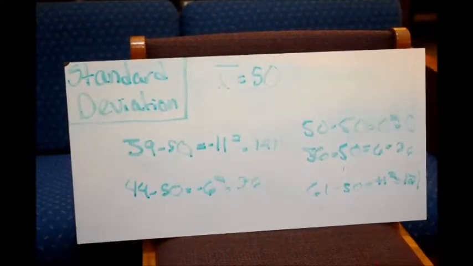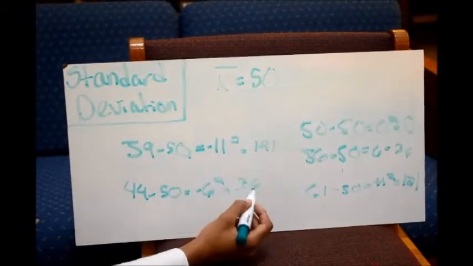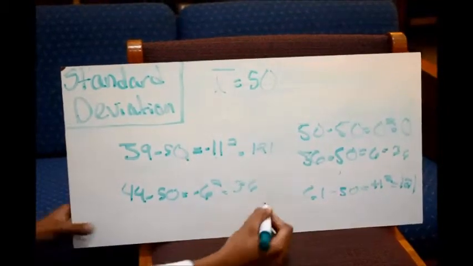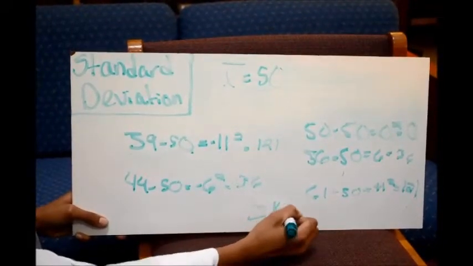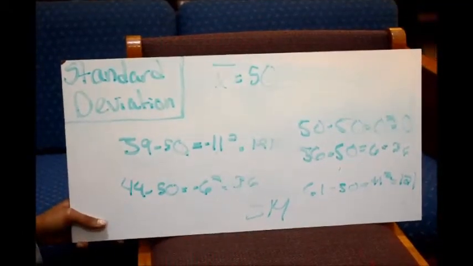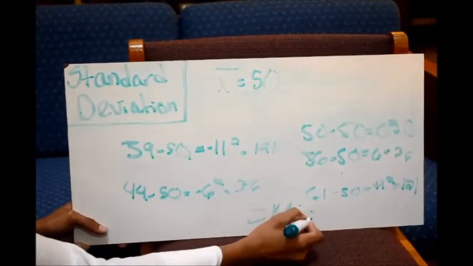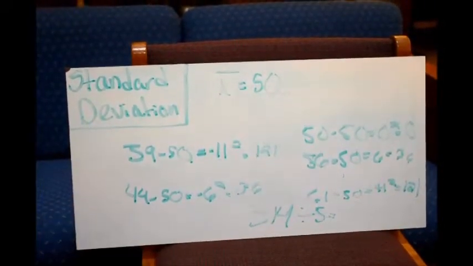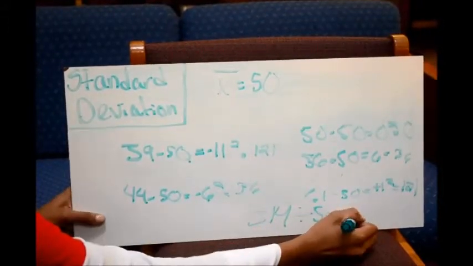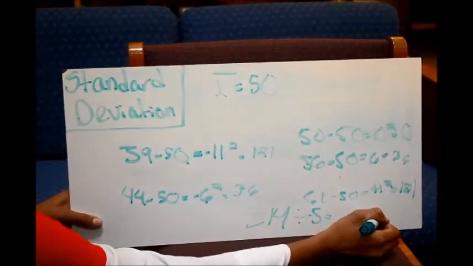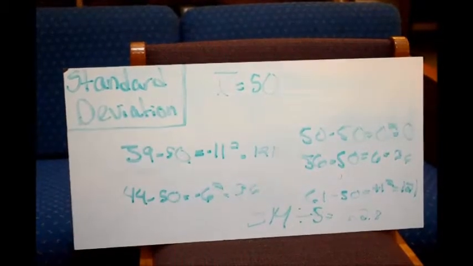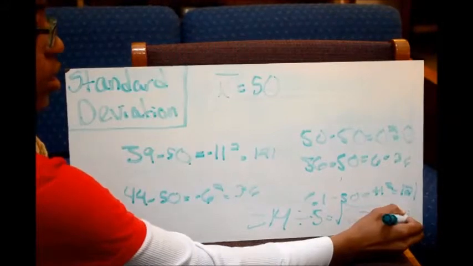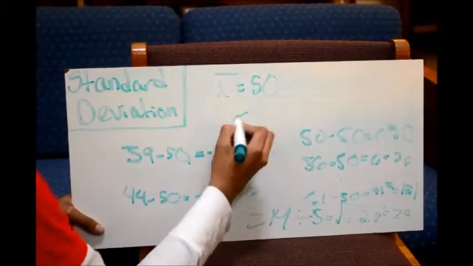Now add all those values together. 121 plus 36 plus 0 plus 36 plus 121 should give you a sum of 314. Now we divide 314 by the number of data samples, which is 5. You should get 62.8. When we take the square root of 62.8, we get 7.9. So the standard deviation of the data set is 7.9.